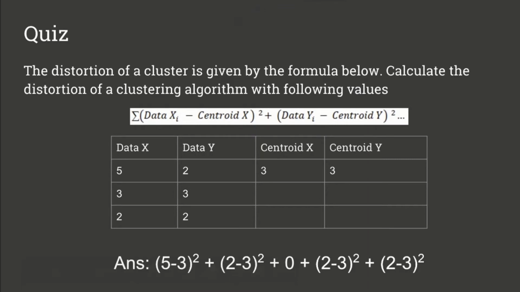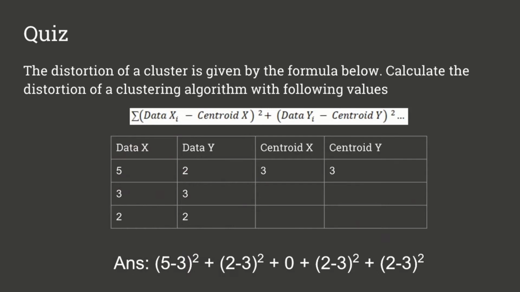Okay, the answer over there is 7, right? So that's how you would go about calculating it. You just take the difference between all these points over there. On the second point, there is no error, right? So 3,3 and 3,3, there is no distance between that. So that's 0. Now on the third one, you have 2 minus 3 the whole square, and again 2 minus 3 the whole square. So the total will come up to 7.